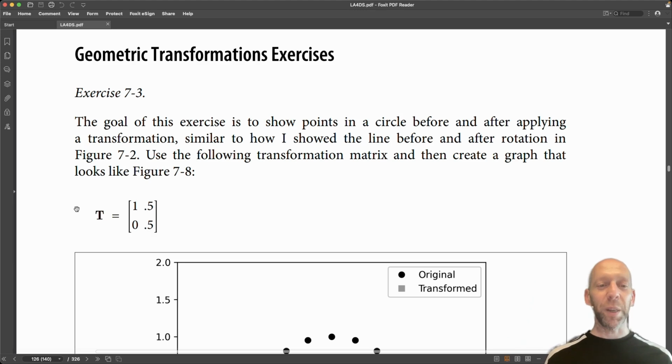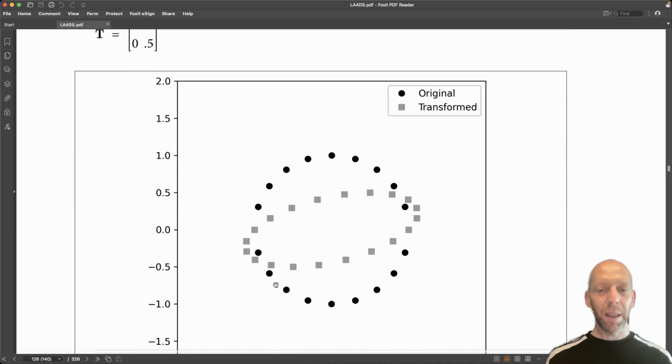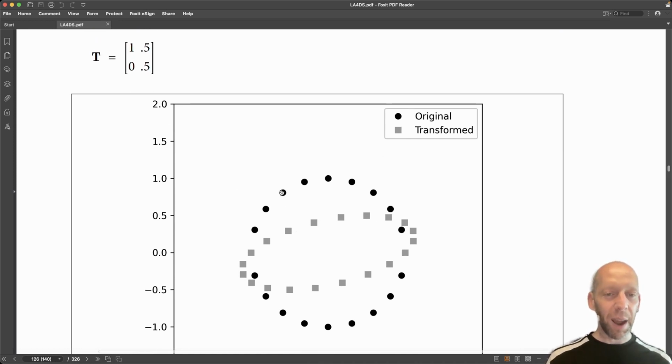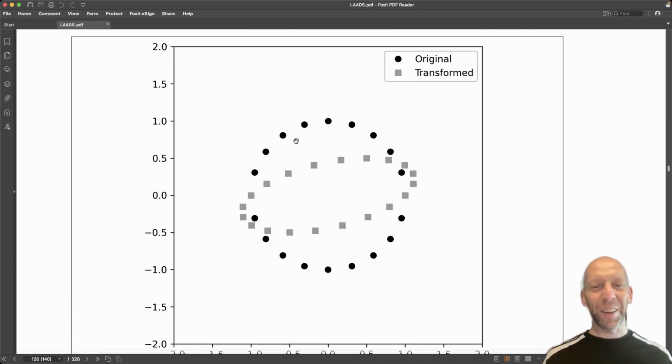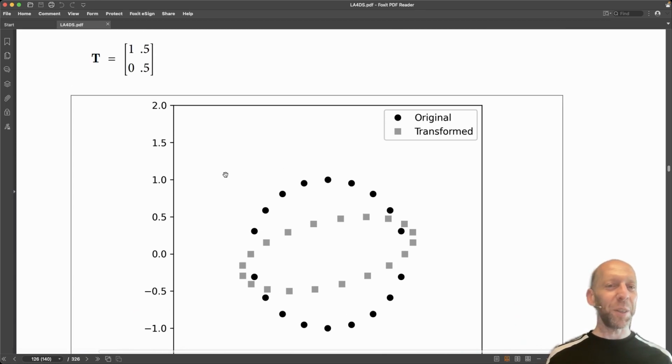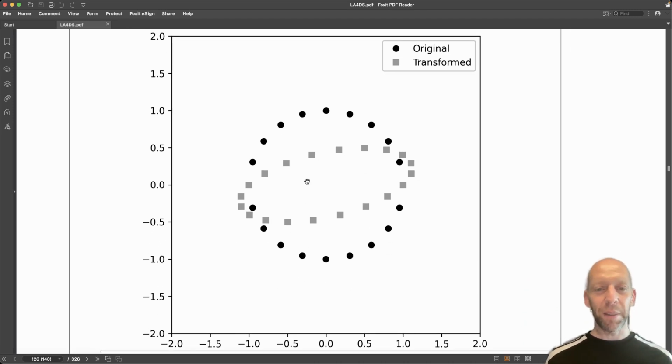Okay, so here's what we are going to do. Take this transformation matrix T and apply that to a set of points here. So you see the original points in black. It's just a circle. And then you apply the transformation to these coordinates. So each of these dots is an XY coordinate. We stack them all up, and it's an m by 2 matrix that we store this as. And then we just apply this transformation matrix T, and that gives us a new set of points, which is illustrated by these gray squares over here. Okay, so that is basically the goal of this exercise.